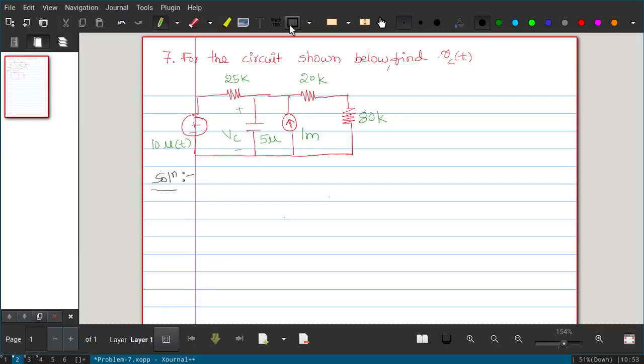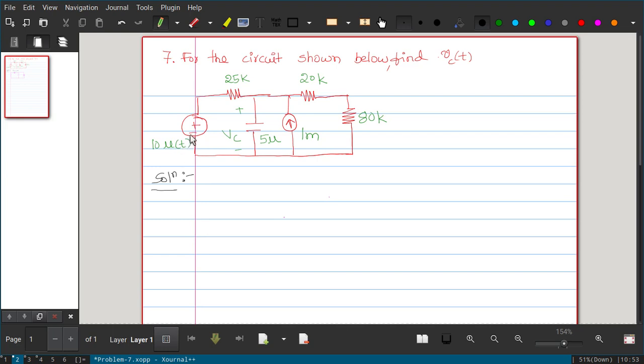Hello, in this video we will solve one problem on driven RC network. In this circuit we have to find the expression for VC of t. We have one voltage source 10 u(t), that is a step function.